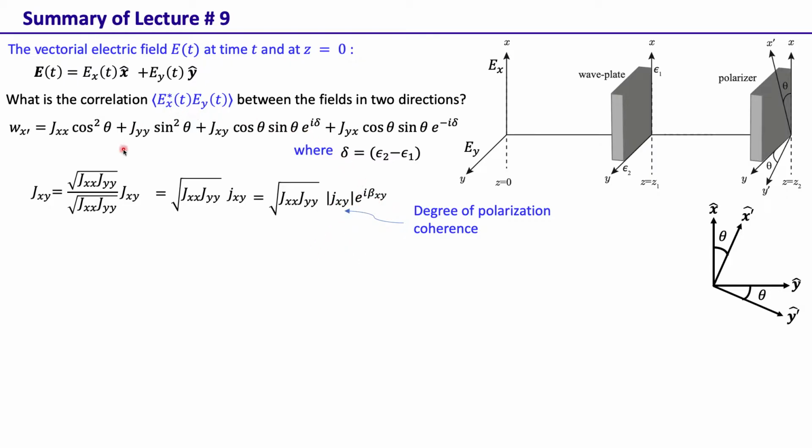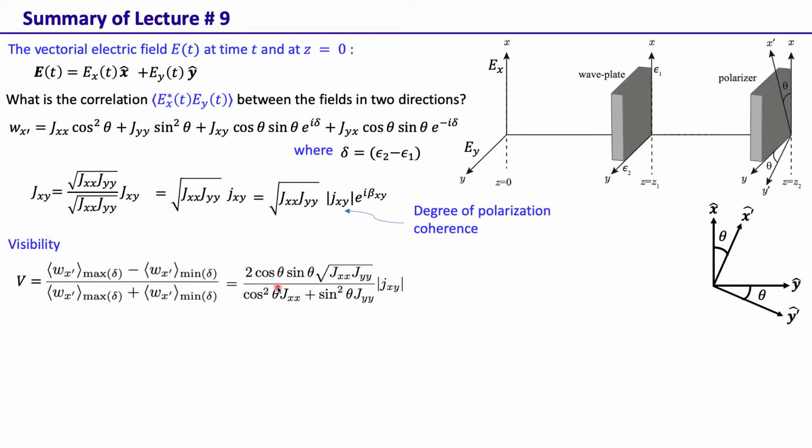So we see that the structure of polarization interference is pretty much the same as the structure for interference in time, space and angle. We can look at the visibility here, which is the same concept: the intensity maximized over delta, then the intensity minimized over delta, so max minus min over max plus min. This turns out to be 2 cosine theta sin theta under root J xx J yy, times this quantity.